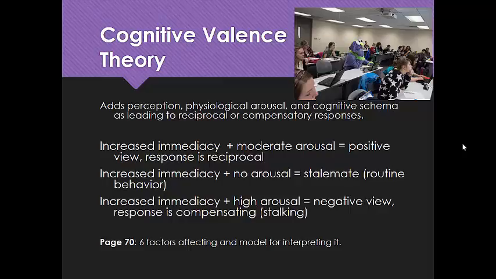I want to quickly point out, if you noticed from the slide before to the slide now in my lectures, as I've been doing this in sections, that the page number down here has changed. This is the difference between the old edition and the new edition. The new edition has these six factors for affecting and interpreting cognitive valence theory on page 70. These things include cultural, relational, and personal dynamics. So that's also something that I might take a look at that will add to your understanding of cognitive valence.